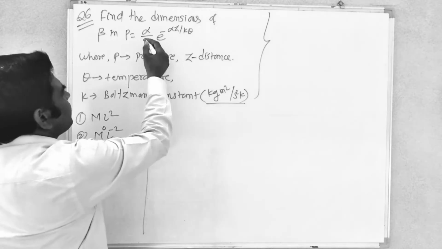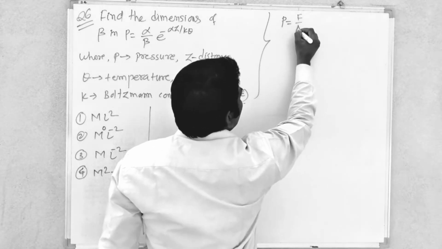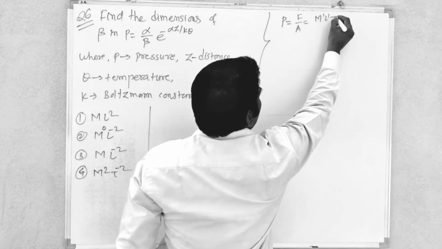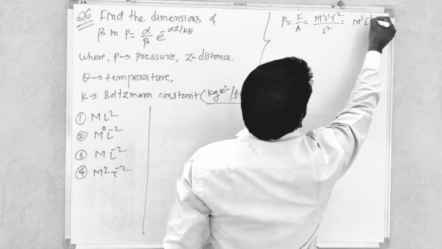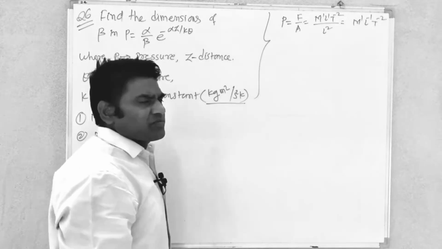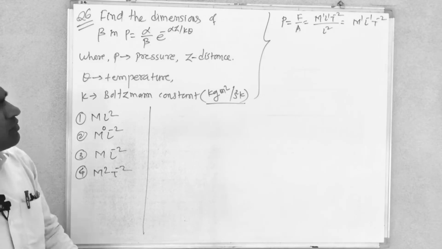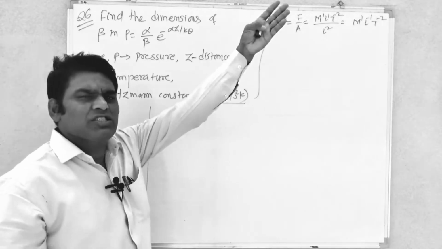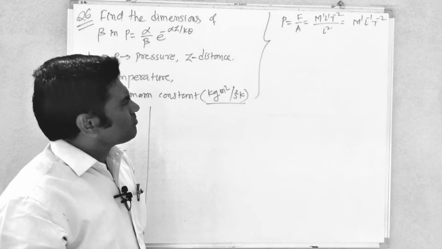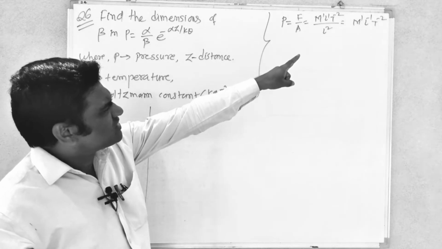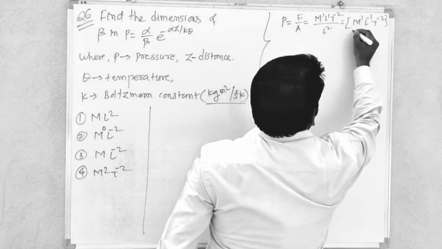We have to calculate the dimension of alpha, no? So let us write the dimension of P. Pressure is what? Force upon area. Dimension of force is M1 L1 T to the power minus 2. Area is L square. So dimension of pressure is M1 L minus 1 T to the power minus 2. If you do not remember, you can calculate. Mass into acceleration. Acceleration is velocity upon time. Velocity is displacement upon time. Like that you go on and calculate. So this is the dimension of pressure.